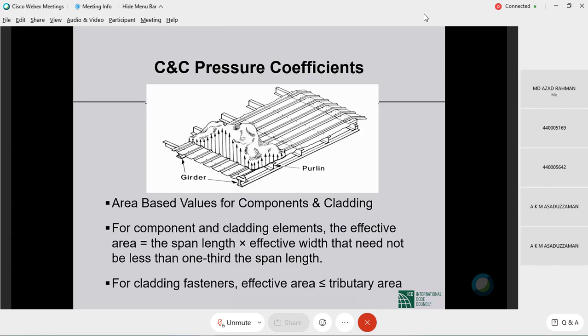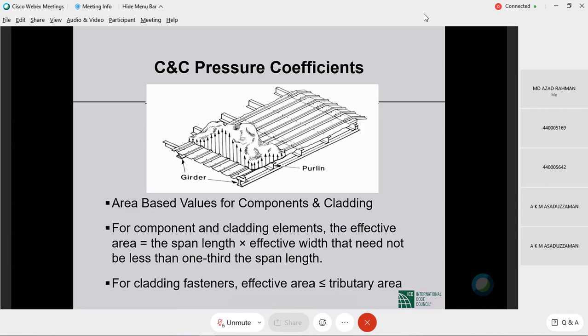Okay. Now, for components and cladding, AC7 also gives us the pressure coefficients for design purposes. Those are area-based values. The pressure coefficient that AC7 gives us depends on what is called the effective area. Effective area is like tributary area, but it is not the same. Effective area is span length times effective width that need not be less than 1/3 the span length. This is a very, very important definition.